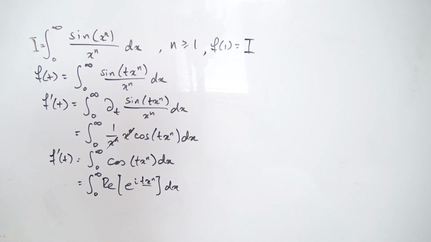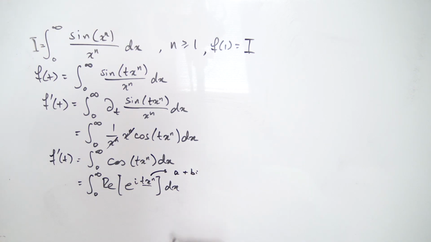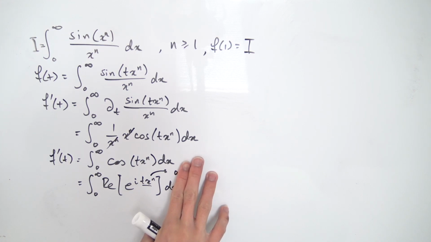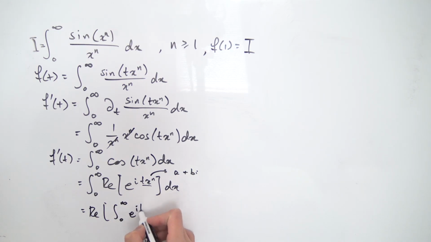Alright, very nice. And now I'm going to interchange this real part operator and this integral. The way that works is, notice that this inside right here is a complex number. We can write that in the form a plus bi. If we're taking the real part of this, that's just going to be a, and then we're just integrating a, so that's what we're trying to do. But if we interchange these two operators, we're going to get the real part of the integral from 0 to infinity of e to the I t times x to the n dx.